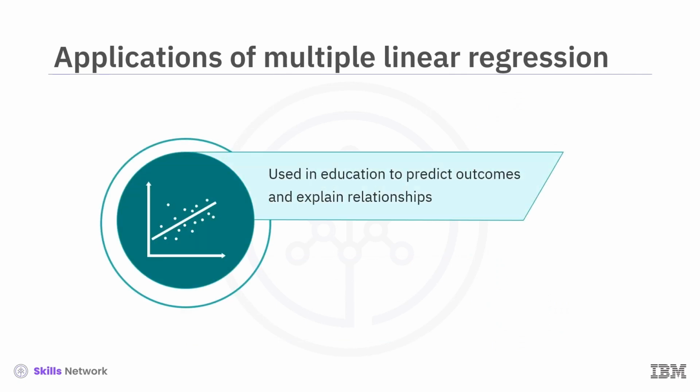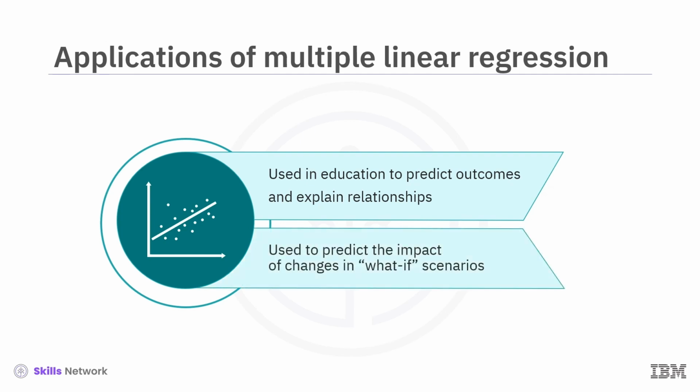It is widely used in the education sector to predict outcomes and explain relationships between variables. For example, do revision time, test anxiety, lecture attendance, and gender affect student exam performance? Multiple linear regression can also be used to predict the impact of changes in what-if scenarios. What-if scenarios involve hypothetical changes to one or more of your model's input features to see the predicted outcome. For example, suppose you were reviewing a person's health data. In that case, multiple linear regression might be able to tell you how much that person's blood pressure would rise or fall for every change in a patient's body mass index, BMI.